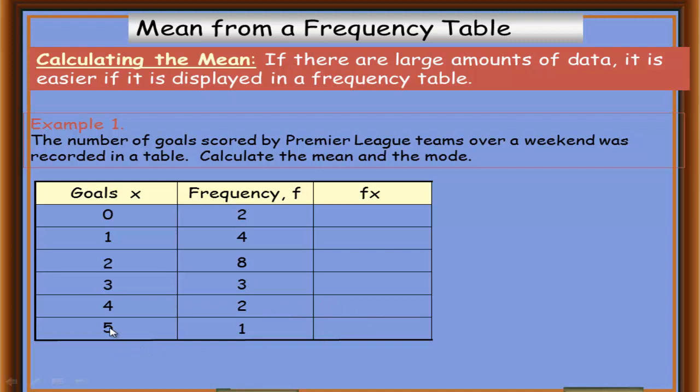The last team scored 5 goals. In the weekend, the team scored 5 goals. The frequency is 1. 1 times 5 is 5. Therefore, the products for the first one is 0. The next is 4. The next is 16. The next is 9. The next is 8. Then the last one, 5.